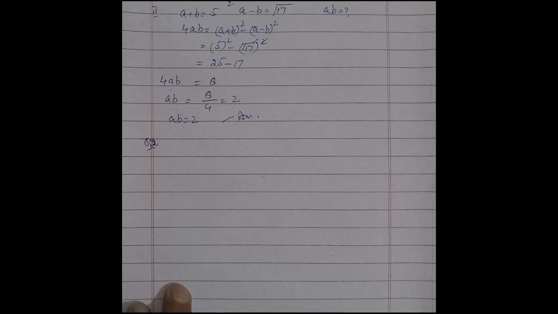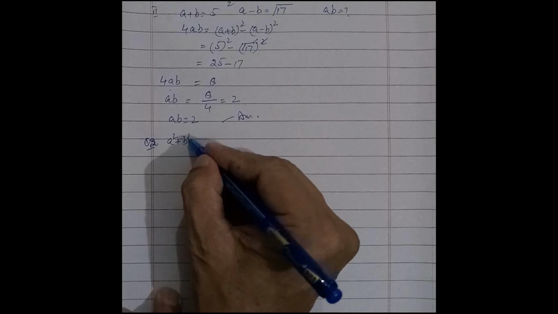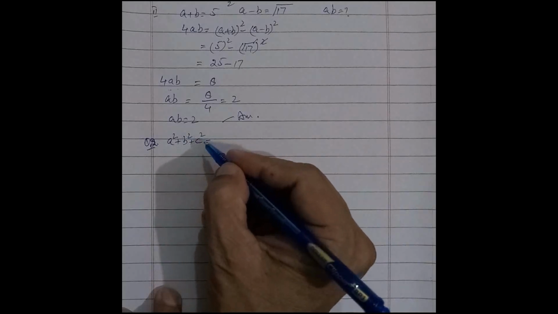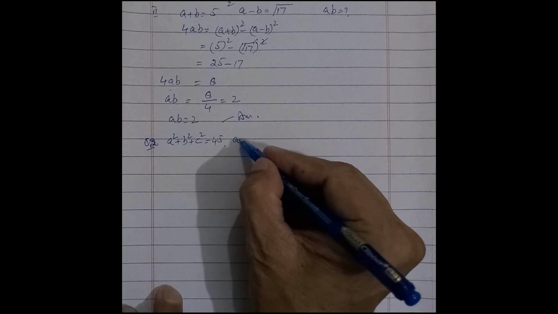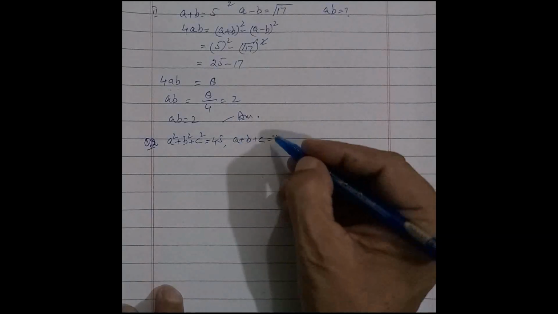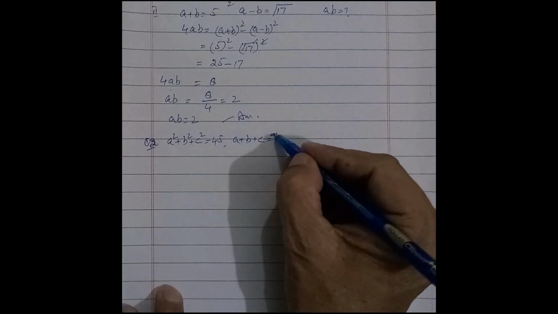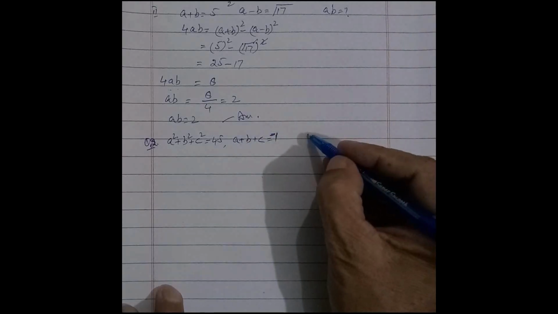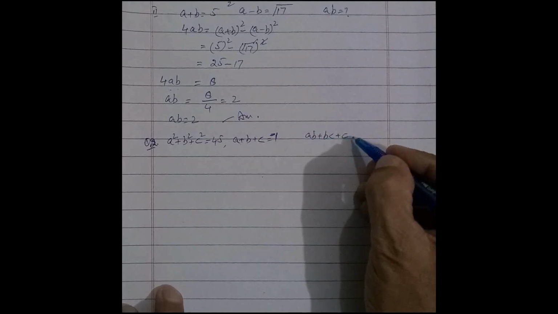Here is question 2, in which we have a square plus b square plus c square is equal to 45, and other value is a plus b plus c is equal to 1. Sorry, a plus b plus c is equal to minus 1, and we find the value of ab plus bc plus ca.